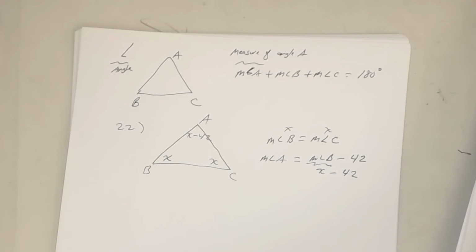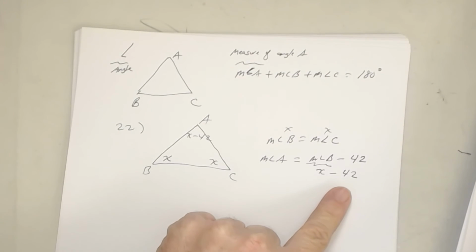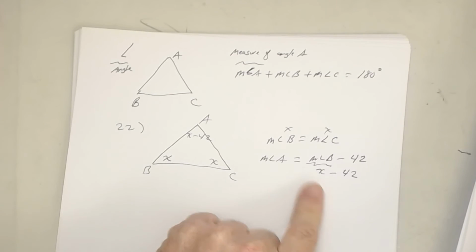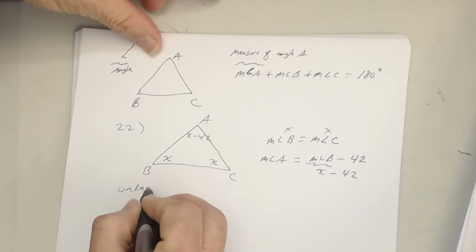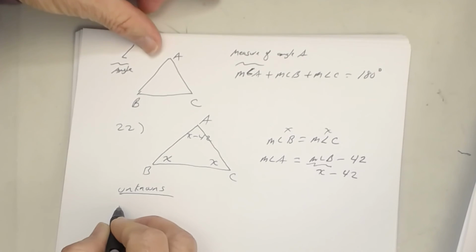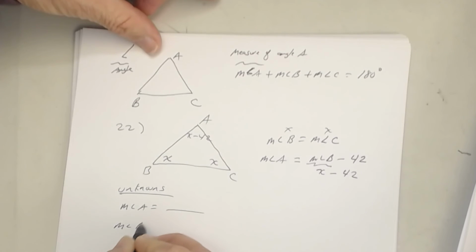So you're told the measure of angle B is the same as the measure of angle C. If angle B is x, then angle C has to be x. And A, remember, is angle B minus 42. In terms of your unknowns, when you write it, you're talking about three angles: the measure of angle A, the measure of angle B, and the measure of angle C.